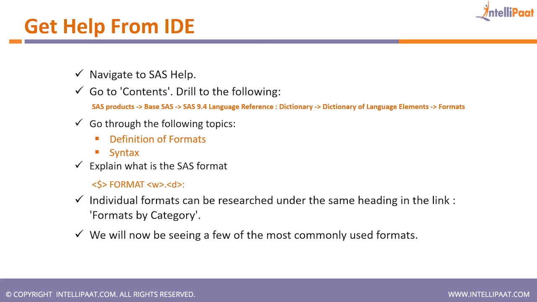Then let's go through the following topic, the definition of format, which I have already told how you're gonna write the syntax, and then explain what is SAS format. So this is nothing but the syntax which we have already gone through. Individual format can be researched under the same heading in the link formats by category. So category, this is nothing but those three types of formats: numeric, character, and date type.